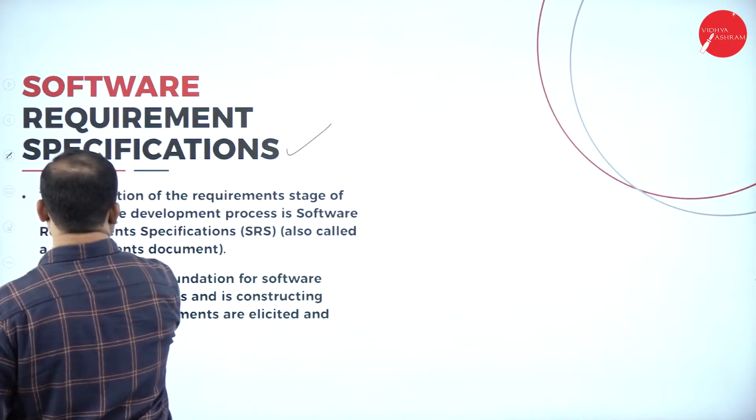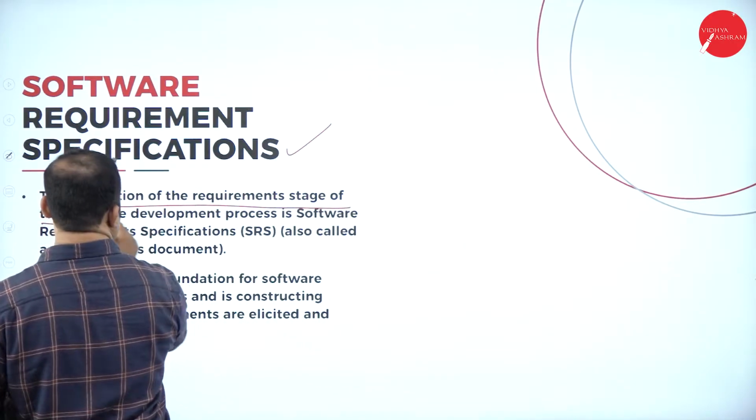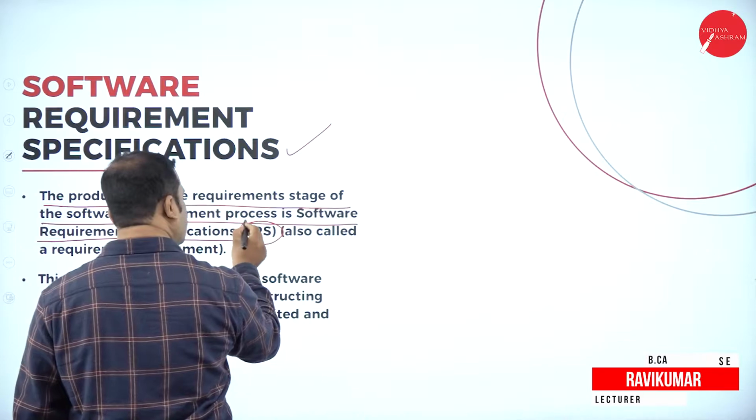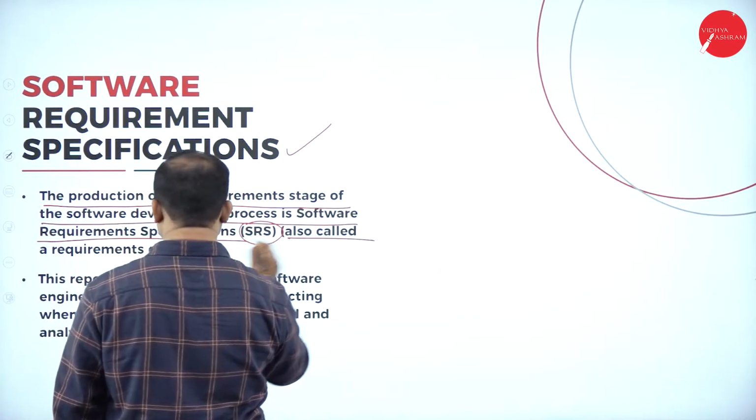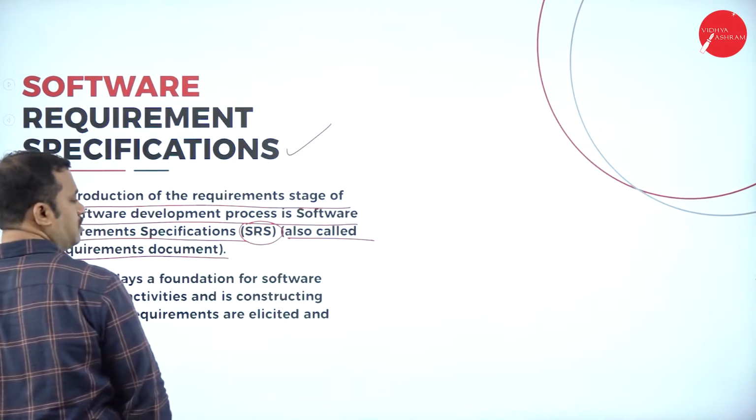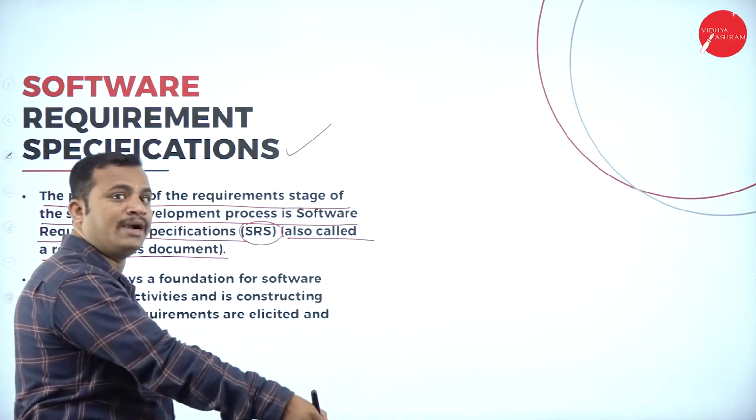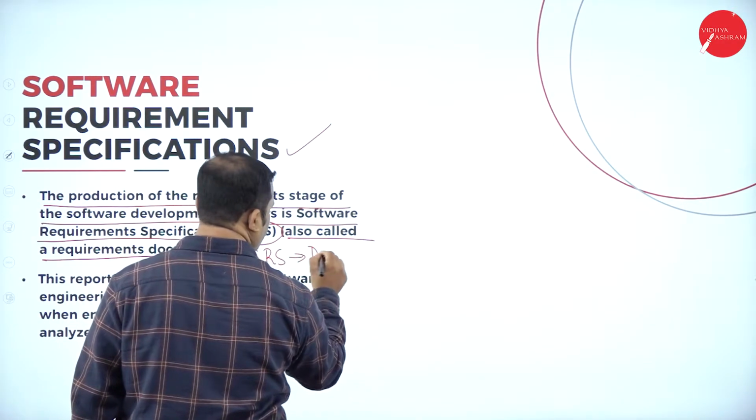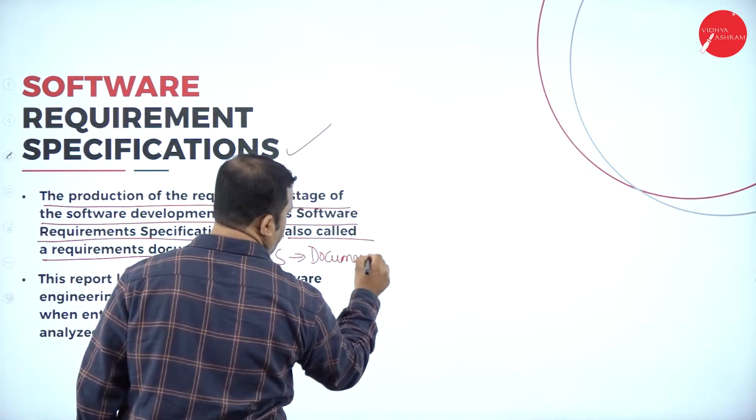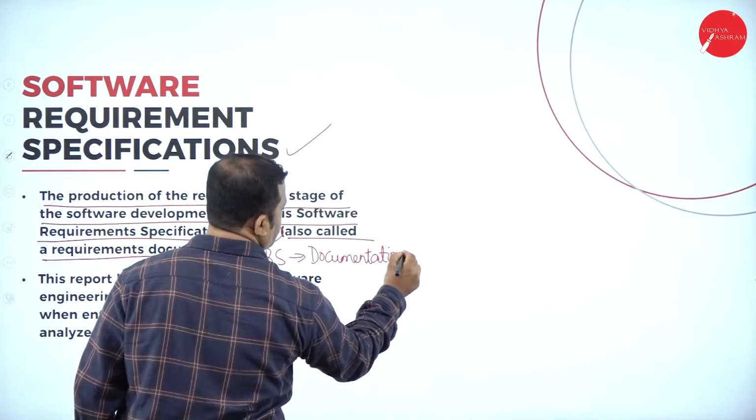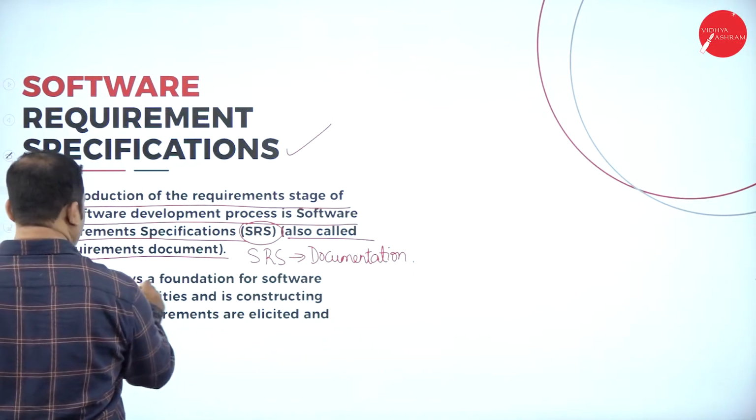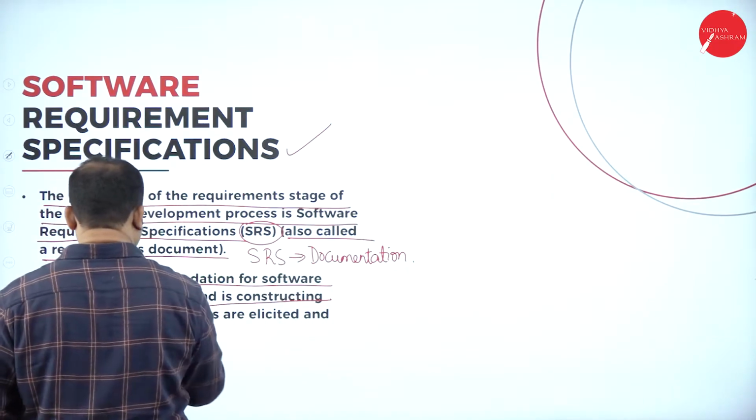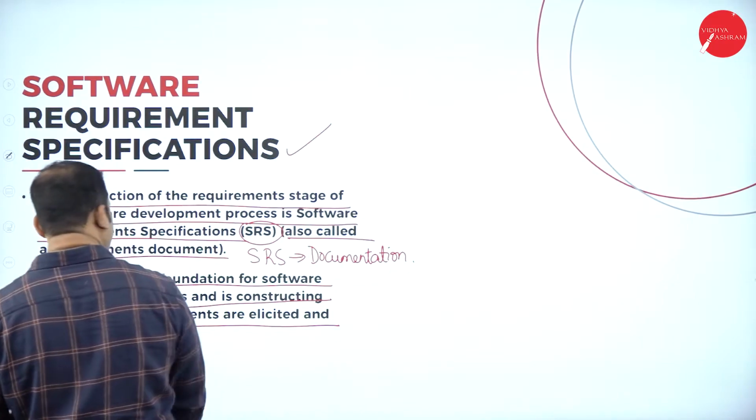In the requirement stage of the software development process is the requirement specification, that is the SRS. In short, I will call it as SRS, also called as the required documents, is documented by the documenter, that is called as the SRS documentation. This report lays a foundation for software engineering activities and is constructed when entire requirements are elicited and analyzed.